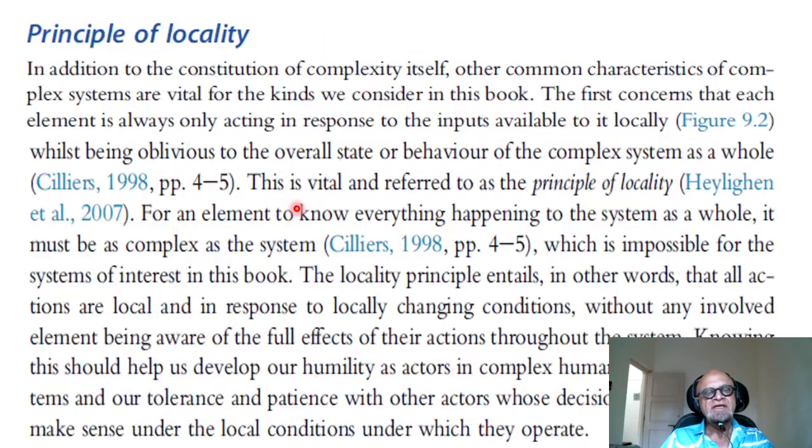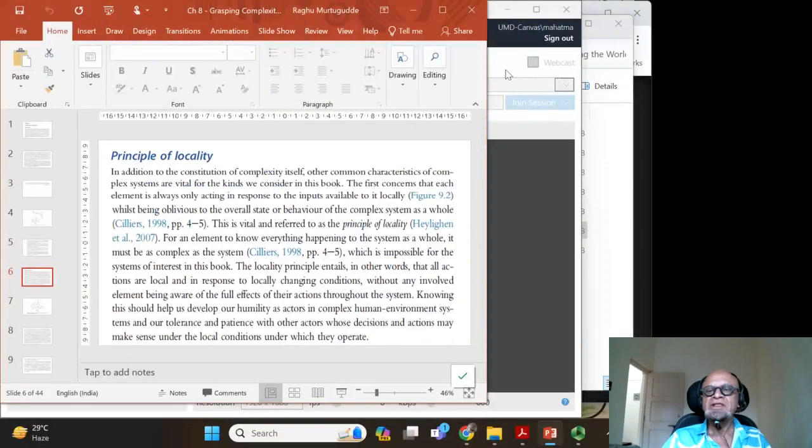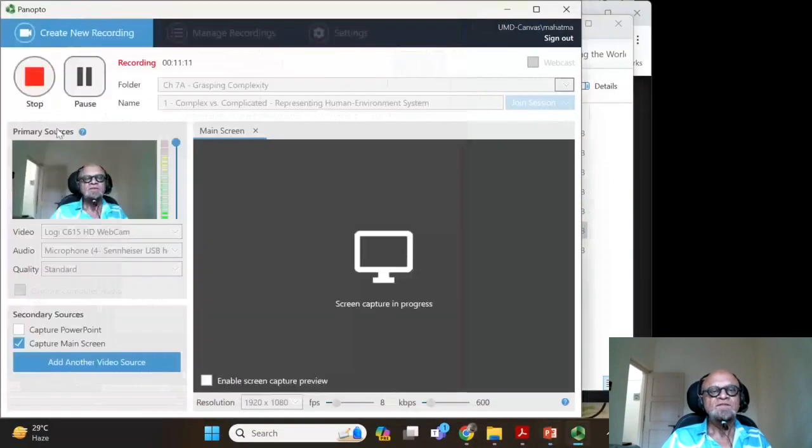So we'll come back and look at a few more ideas of complexity and grasping complexity. Next up is the principle of locality. We mean the nature of being local in a big system for an element. Okay, so we'll see what that means when we come back.